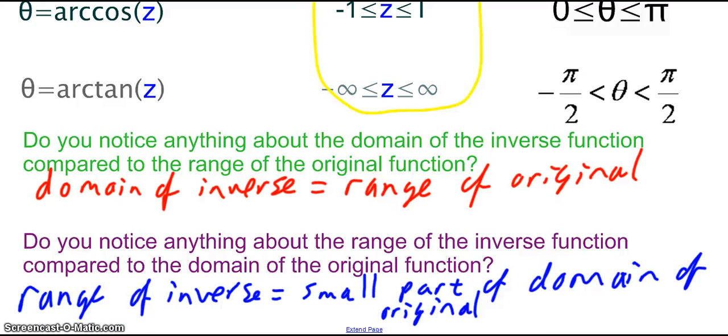And without seeing the graphs of the trig functions, which we're going to get to in the next unit, this relates to when we were doing inverse functions in the previous unit, and sometimes you have to restrict the domain of the original function in order for the inverse to exist. The same thing is happening here. So for now, you just need to understand what the domain and range of the inverse functions are.